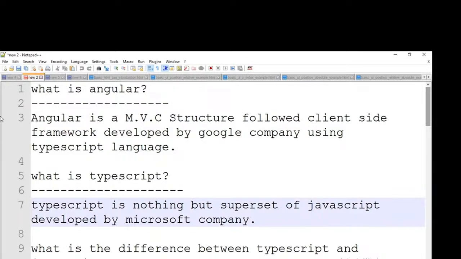Google company developed Angular. Microsoft developed TypeScript. Now tell me, Angular is developed by TypeScript language. Now tell me, who is the owner of Angular? Google or Microsoft or both? Respond, everybody. Both, sir. Microsoft and Google. Actually, Google only. Actually, Microsoft? No, Google is the owner. Why? Because TypeScript was developed by Microsoft, not Google directly.